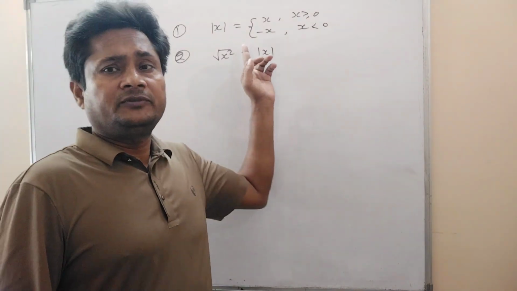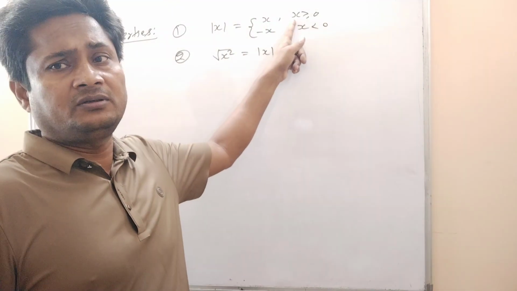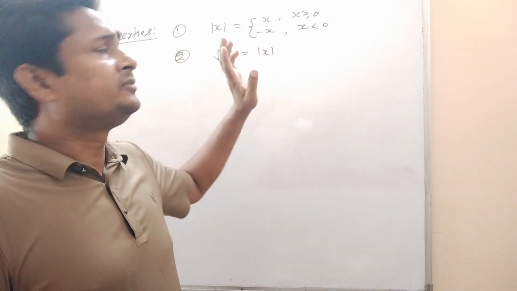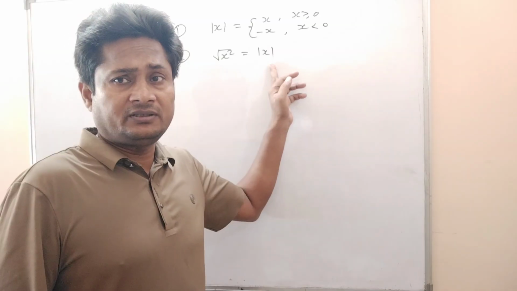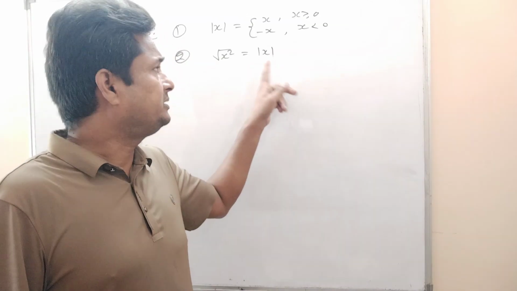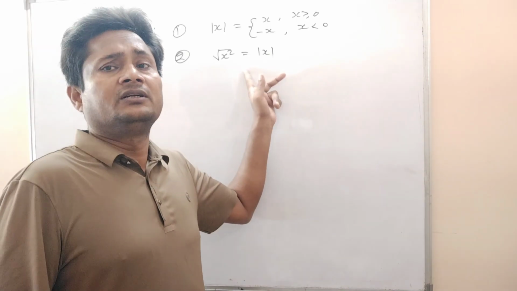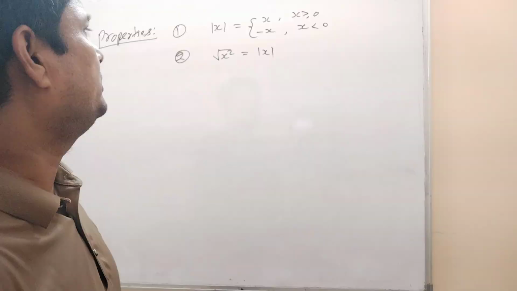I told you this property, mod of x is equal to x when x is greater than or equal to 0 and minus x when x is less than 0. And the next one is that the square root of x square can be written as mod of x. I will tell the generalized form of properties of this one. First, let us do some questions based on these two properties.